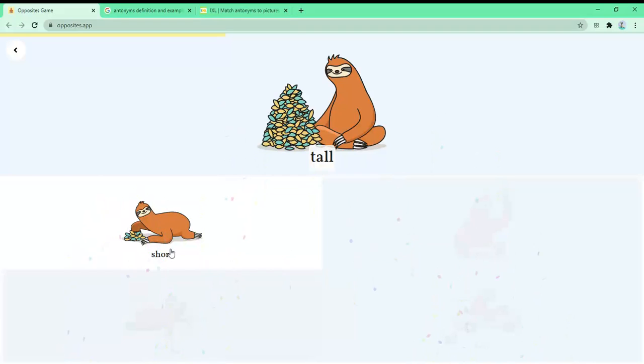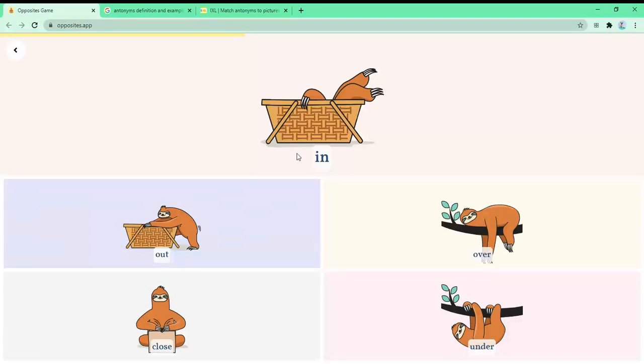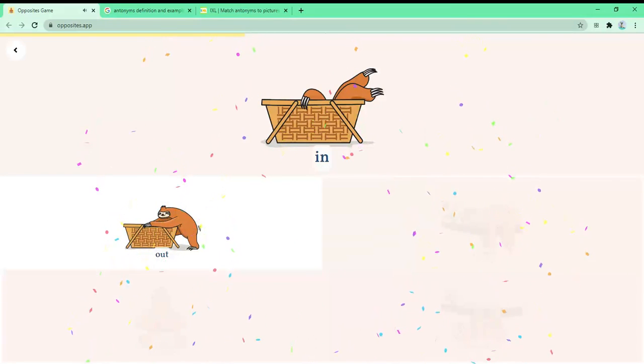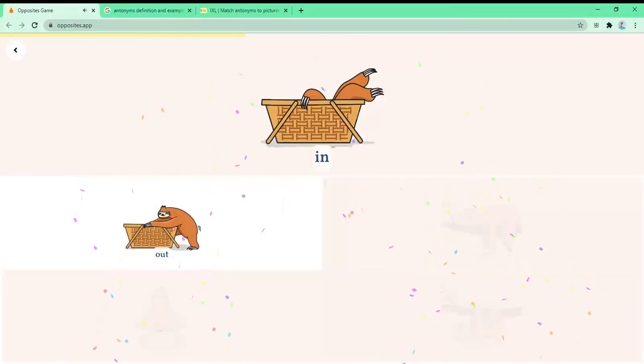Okay, next question. So the next question is, he's inside a basket, which I don't know why, but it looks like he's in because he's sticking his body in. So we have to look at one that shows him out. So we know that this one shows him going out because it looks like he's getting out of the box. So we click that one. Next one.